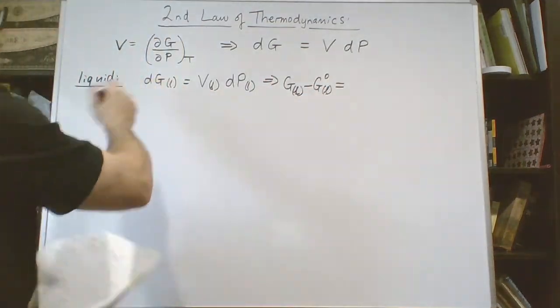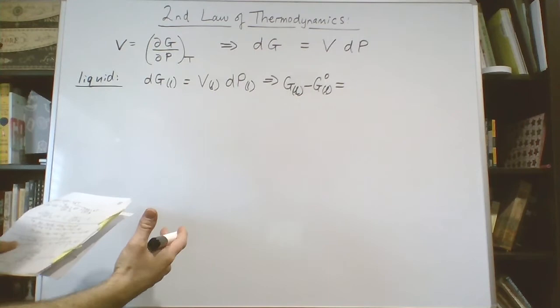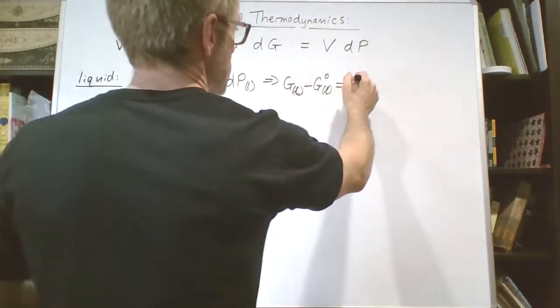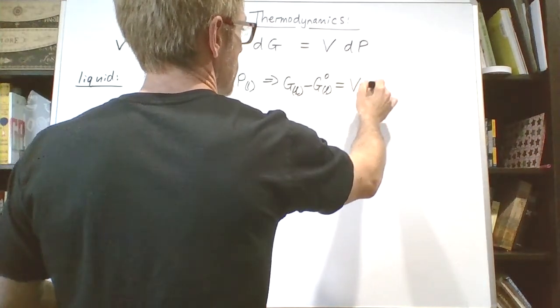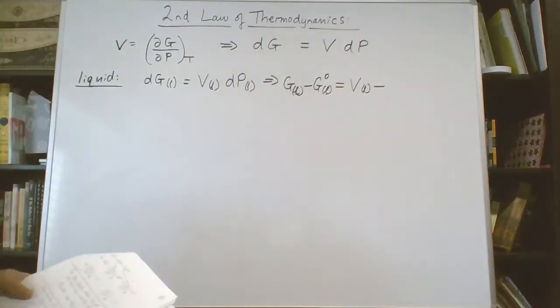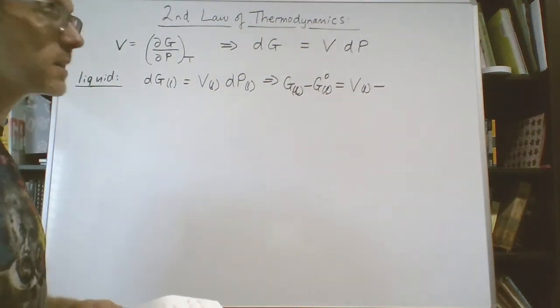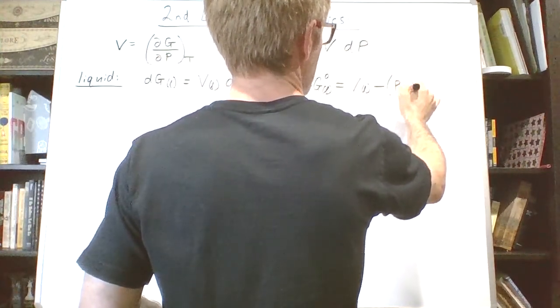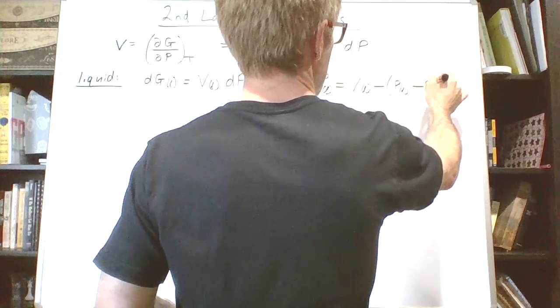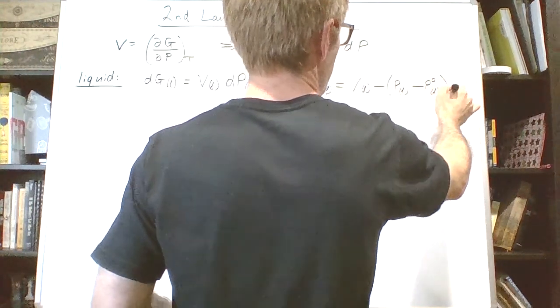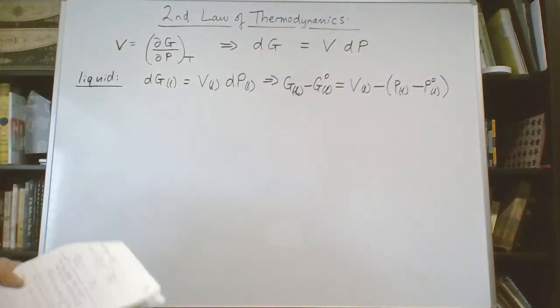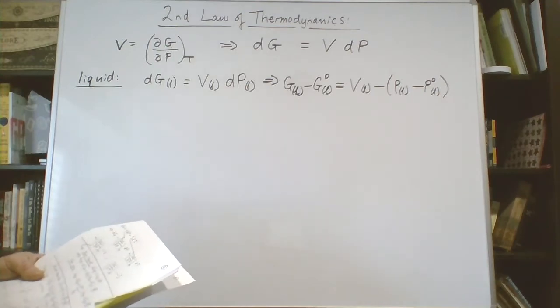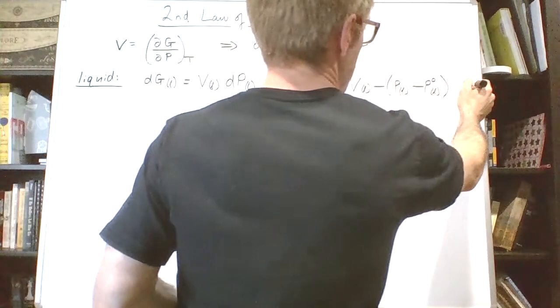So the change in Gibbs free energy is the volume of the liquid, so that's just VL, and then the change in pressure of the liquid, again, we're going to look at the difference between the unstandardized and the standardized value. So the pressure of the liquid minus the standard pressure of the liquid. So that's how we'll consider it. And let's call that equation A.